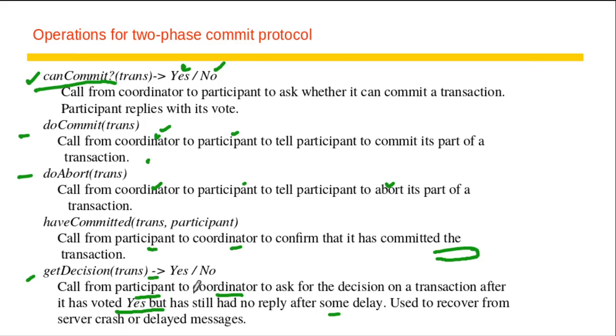Get decision means okay, I have already voted yes or no, means yes, so I am waiting for committing, right? So since I am waiting to commit, I need some decision, what you have decided. So it asks the coordinator to share the decision. Okay, so server crash or delayed message, some kind of thing, these are the possibilities. So these are certain commands which will be used in the two-phase commit protocol.